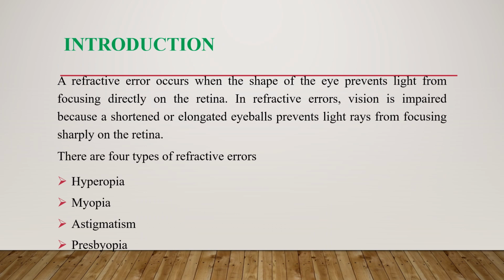If you see this introduction, a refractive error occurs when the shape of the eye prevents light from focusing directly on the retina. In refractive errors, vision is impaired because shortened or elongated eyeballs prevent light rays from focusing sharply on the retina. There are four types of refractive errors: hyperopia, myopia, astigmatism, and presbyopia. Usually presbyopia is related to aging, but it is also one of the refractive errors.